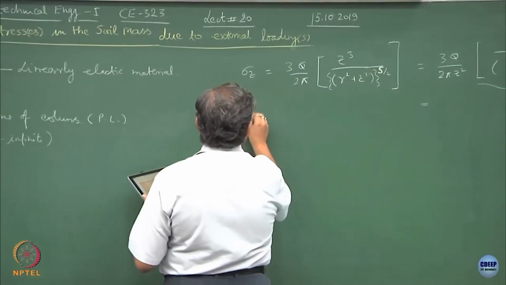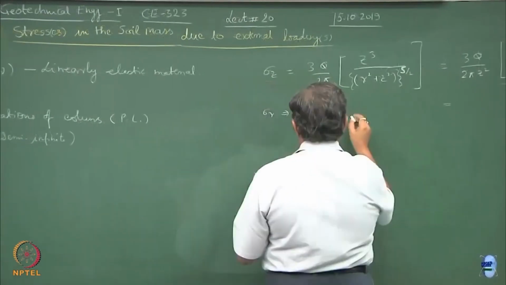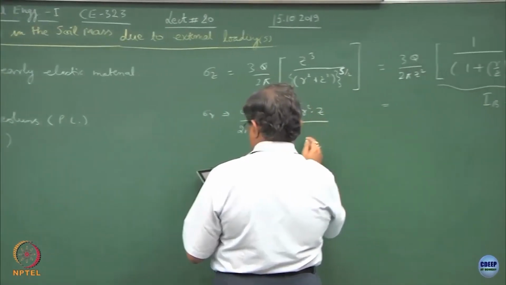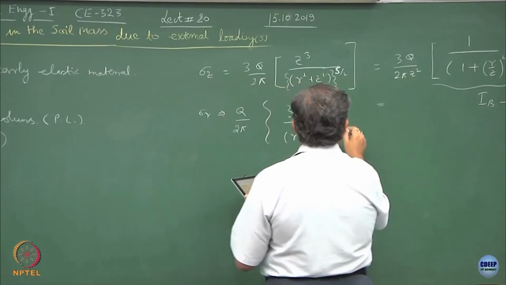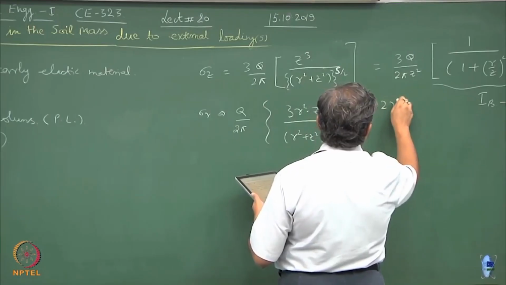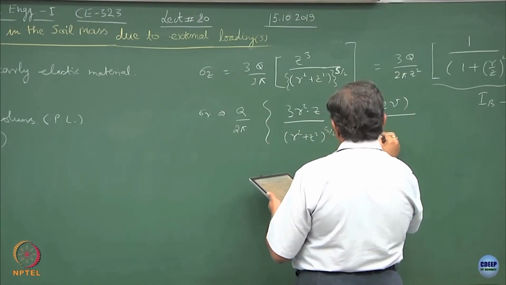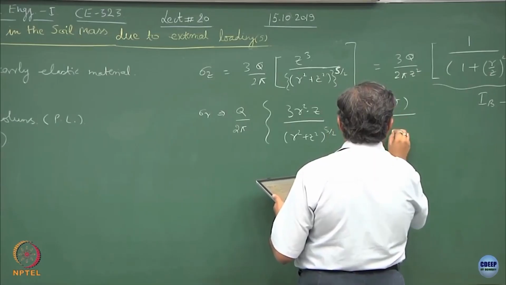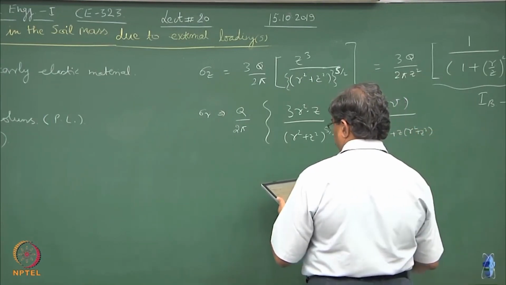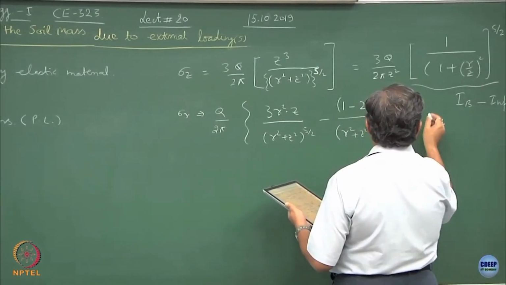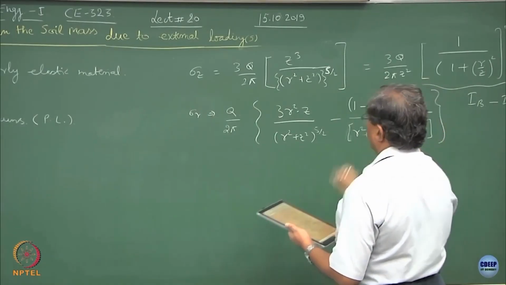Now, sigma r is q upon 2 pi, this is 3 r square into z upon, but yes, if you can remember, that is okay. 1 minus 2 mu upon r square plus z square plus z r square plus z square to the power, alright.